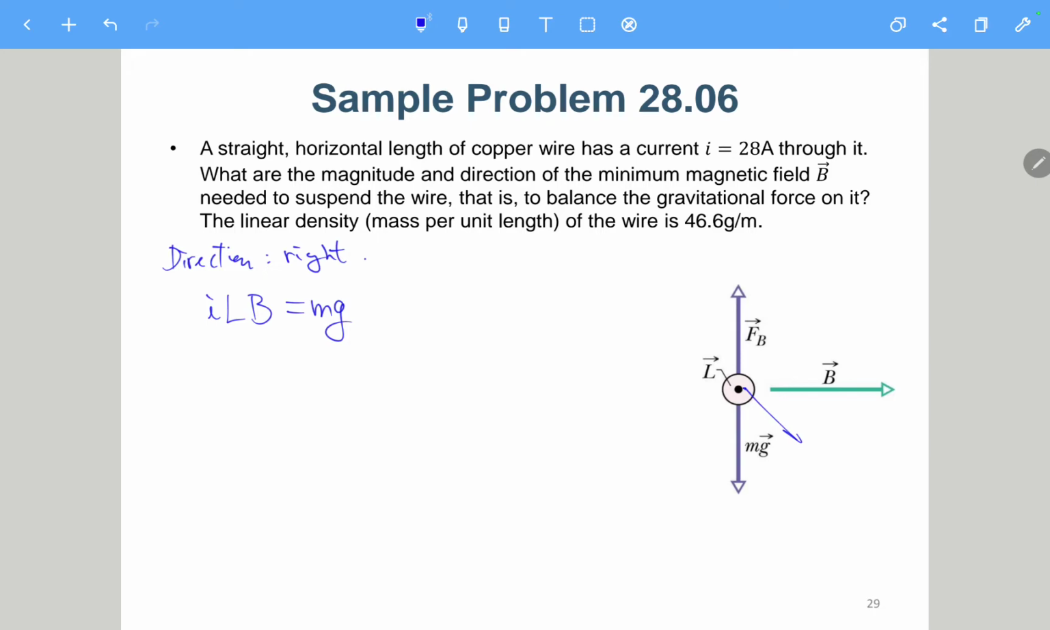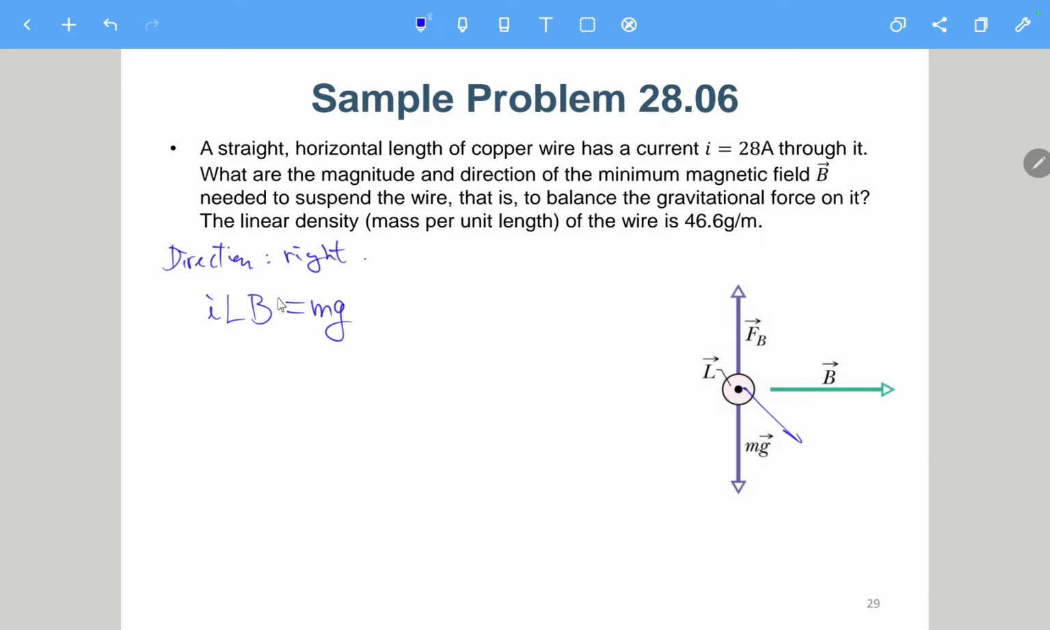If the B field is pointing in this direction, then the magnetic force should be ILB times sine of phi. So if phi is not 90 degrees, then sine of phi should be less than 1, and then you need to increase the B. Here it asks you for the minimum magnetic field, so you should assume that B and L are perpendicular to each other, so that sine of phi is 1. Okay, so that you can minimize B.